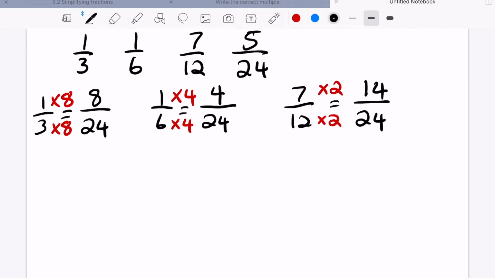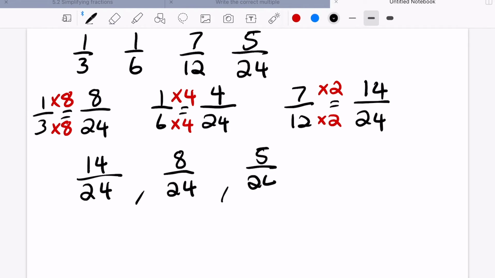Very good. All right, so here we have 5 24ths, 14 24ths, 4 24ths, 8 24ths. What is the biggest fraction? These are all the same denominator, so we look at the numerator first. So the first one is 14 24ths. Then the next one is 8 24ths. Then the next one is 5 24ths. And then the last one is 4 24ths.